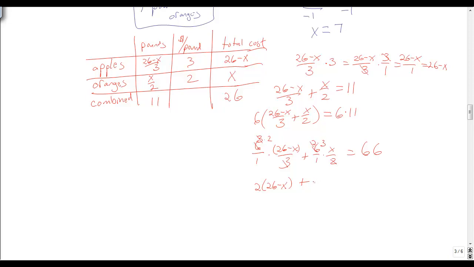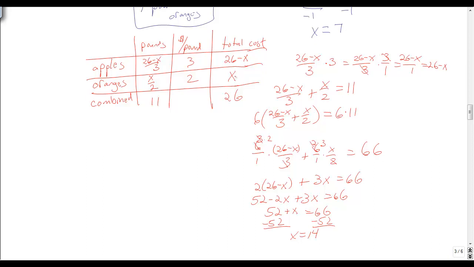Now the 2's cancel on this side, so I get plus 3x equals 66. Now distribute the 2. I get 52 minus 2x plus 3x equals 66. Combine my x's. I get 52 plus x equals 66. Subtract the 52. And I get x equals 66 minus 52 is 14.